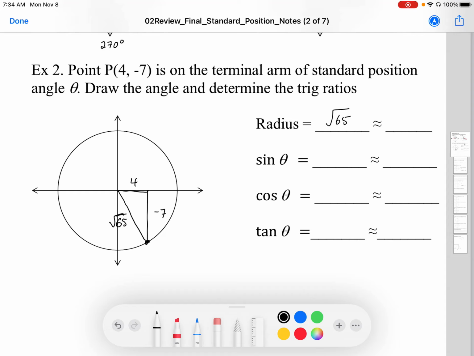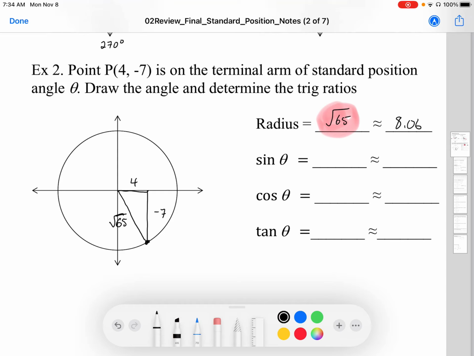Okay, as a decimal value, we can work that out. √65 is going to be 8.06. But it's important to note that that's the value we want. That 8.06 is useful as a measurement, but we're not going to use that when we're writing out ratios.